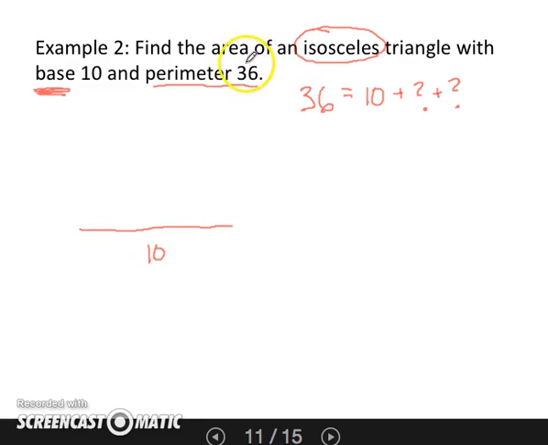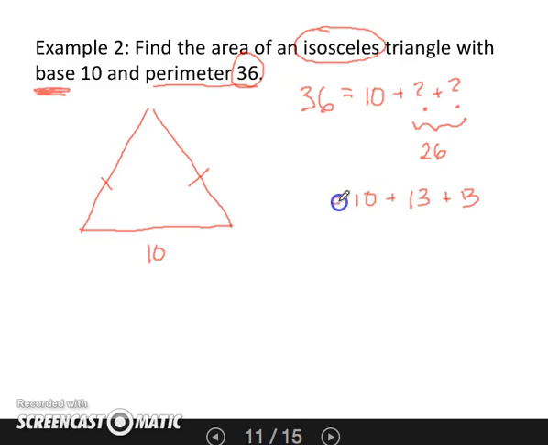So I can divide up whatever's left over from 36, which is 26. I can divide that up equally because the remaining two sides must be congruent to each other. So I have 13 and 13. And let me just check that that perimeter adds up to 36. Yes, it does.